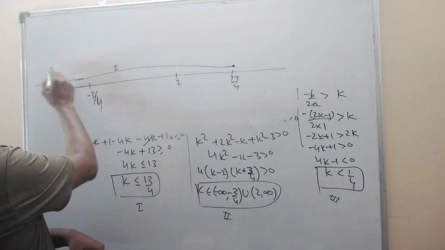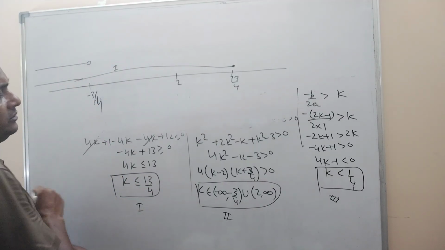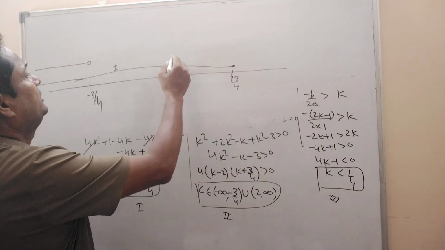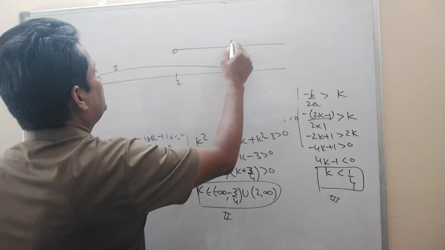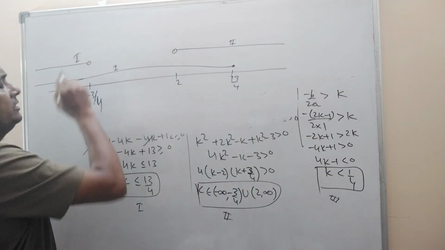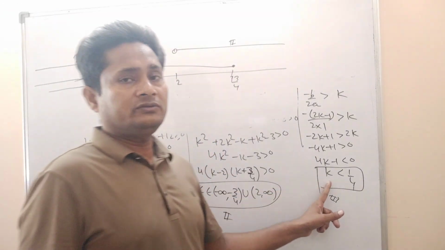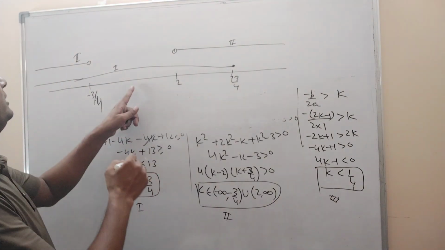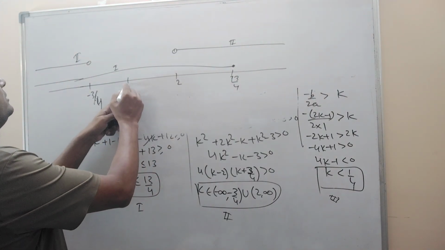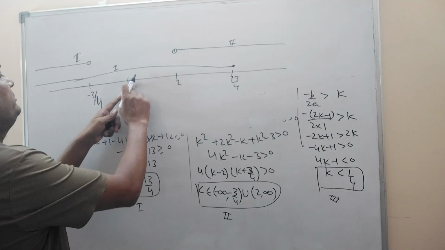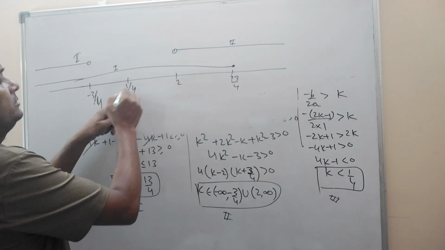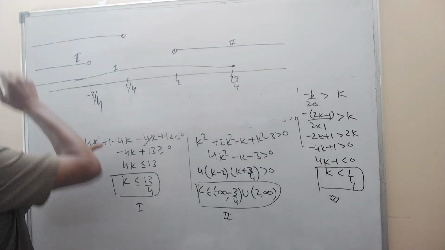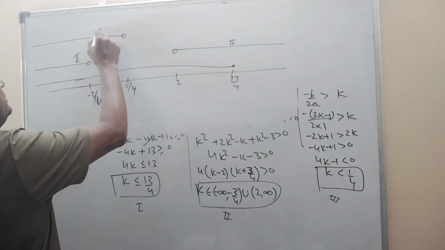The answer for this one will be what? Minus infinity to minus 3 by 4 and then 2 to infinity. This is the second part answer. Now next one is k less than 1 by 4. 1 by 4 will lie in between here, let's say. So 1 by 4 will be here. So it is k less than 1 by 4. So this side. This is the third answer.